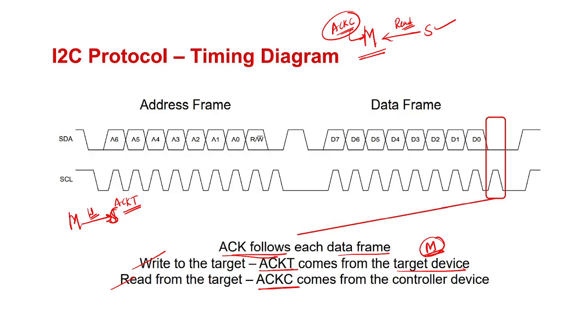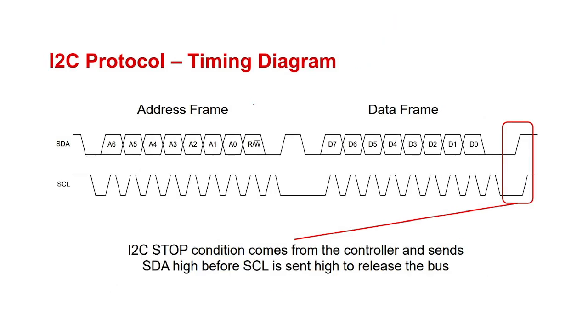Next is the stop condition. So what is the stop condition? First SCL will go from low to high. After that SDA will go from low to high. This is the basic timing diagram of the I2C protocol.